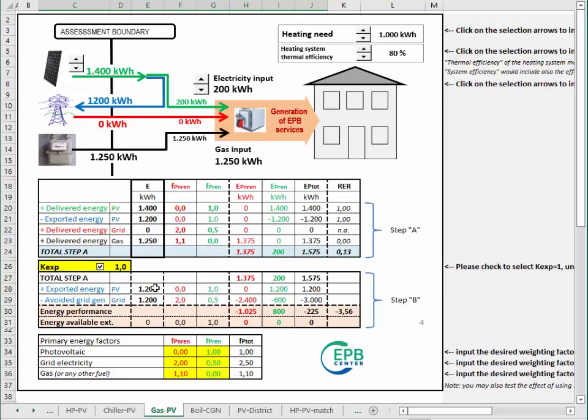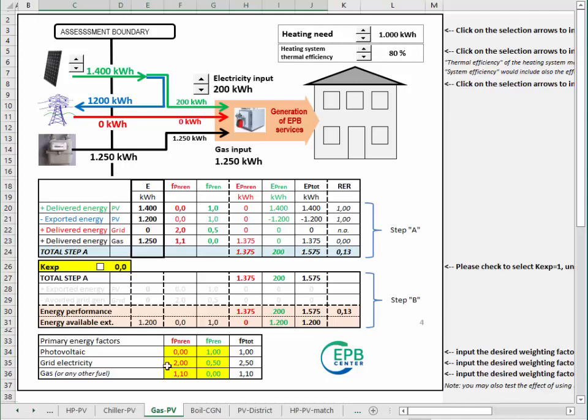This clearly shows that when K exported is selected as 1, there can be a cross-compensation between energy carriers. That means that the export of one energy carrier can compensate for the delivery of another energy carrier. And the use of fossil fuel can be compensated by the export of on-site renewable energy production. This is not possible if you select K exported equals 0, because the exported energy will not be taken into account into the energy performance of your building. But energy available externally will appear as a secondary result of the energy performance calculation.